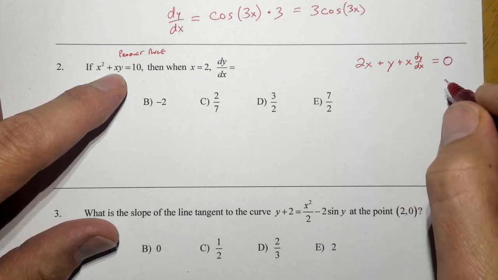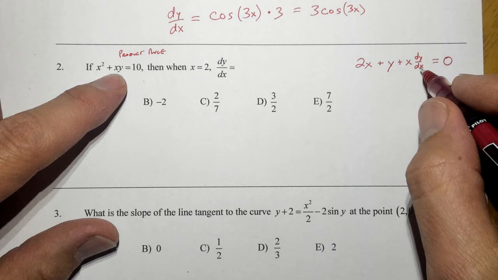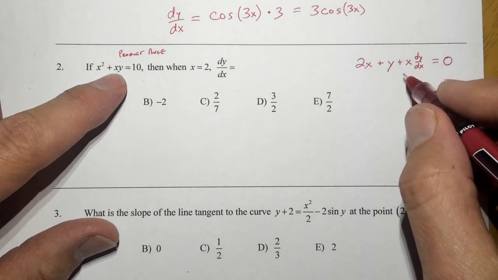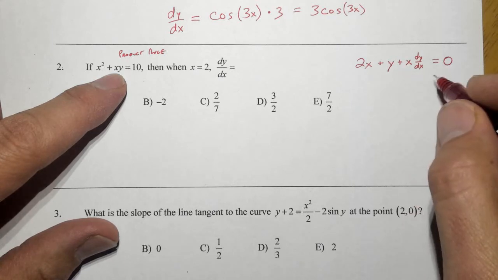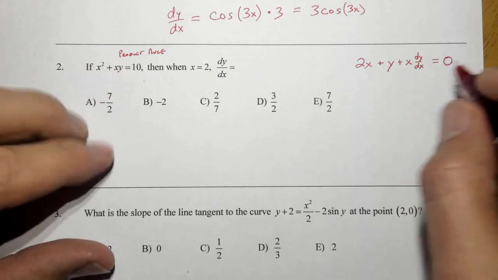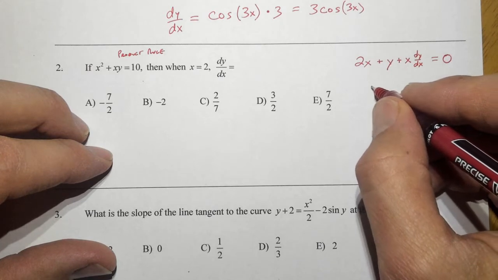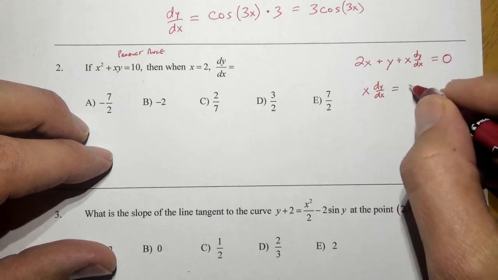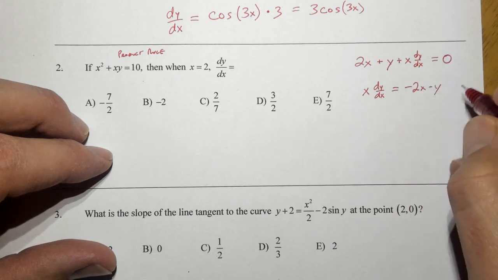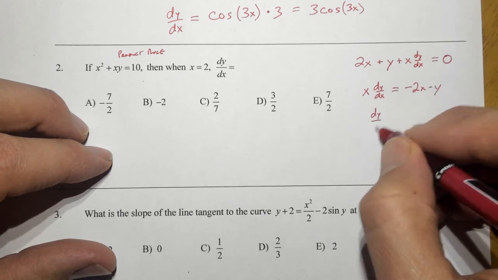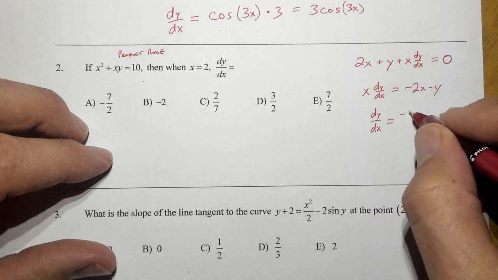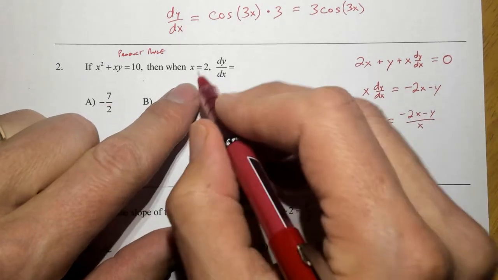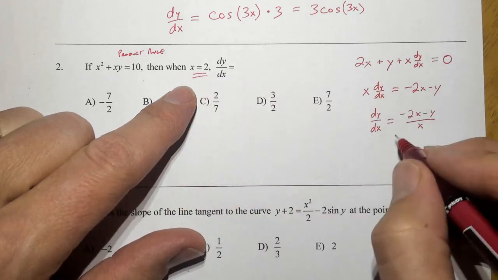Now at this point, we want to solve for dy dx. You can do a couple of things here. You could actually plug in values for x and y if you'd like, or you can solve for dy dx and then plug in the values, whatever you prefer. I'll move everything over here so that we end up having x dy dx on the left, and we have negative 2x minus y on the right. And then dividing by x, that tells us that dy dx is equal to the negative 2x minus y all over x. We're asked to find the value when x is equal to 2.